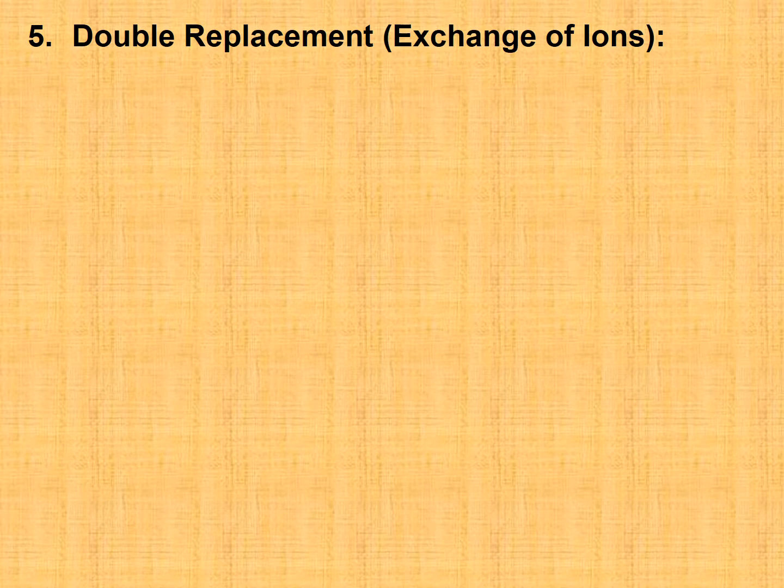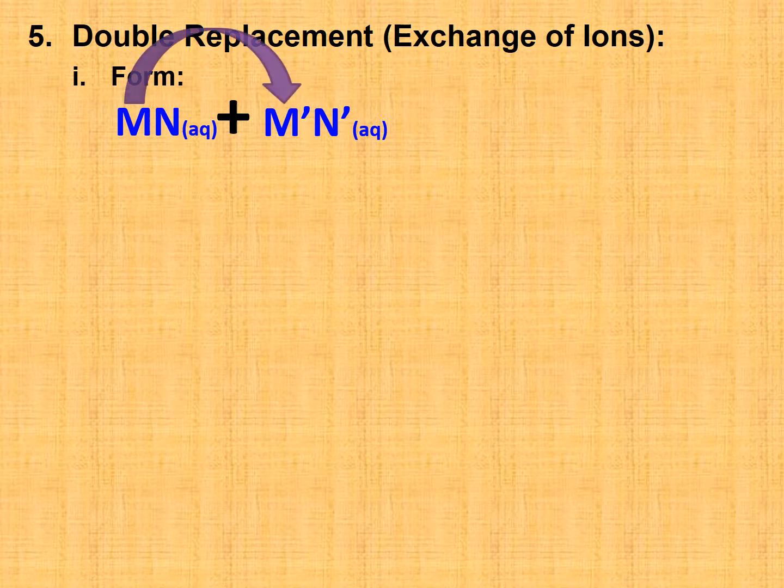Let's start by writing the form of a double replacement reaction. Then we'll explain it. So the reactants consist of two compounds. We'll say MN and M'N', usually ionic compounds. If the reaction occurs, then there is an exchange of ions in the two compounds. That is, M and M' exchange places. When this happens, two different compounds are formed as products.